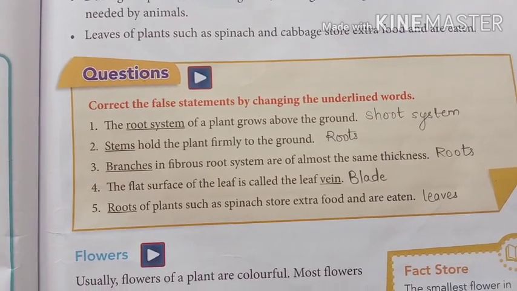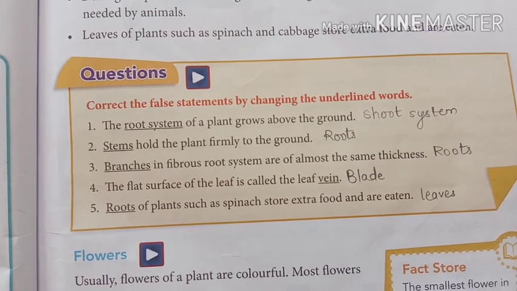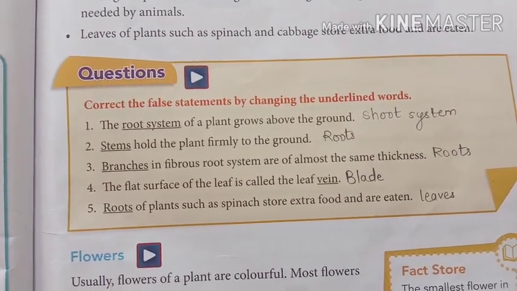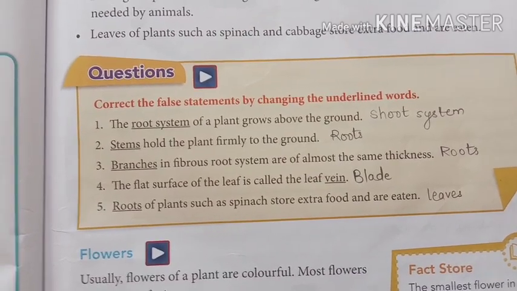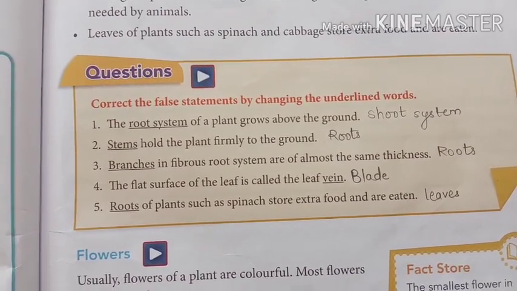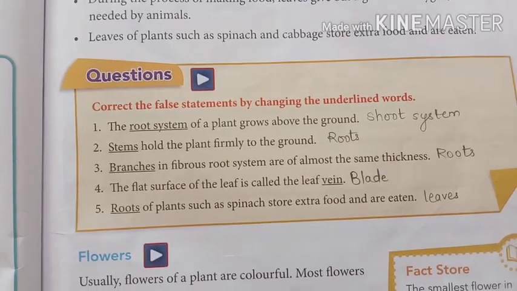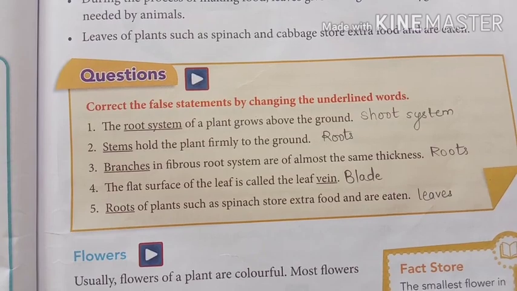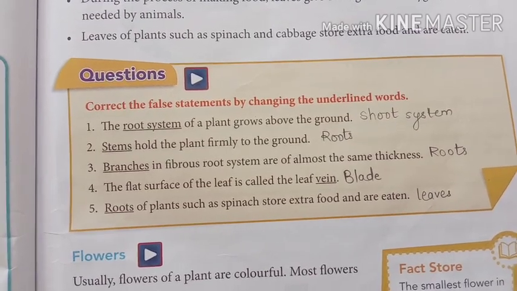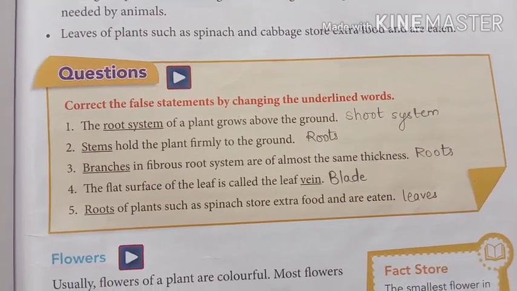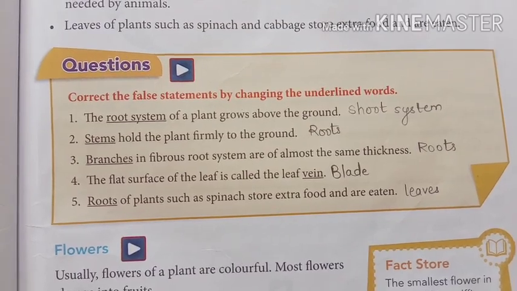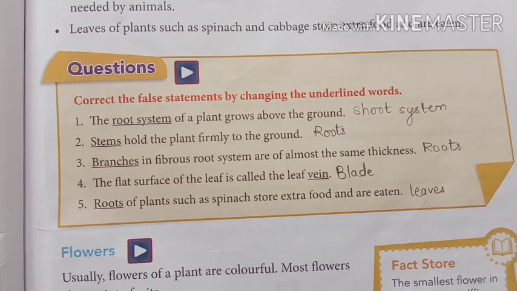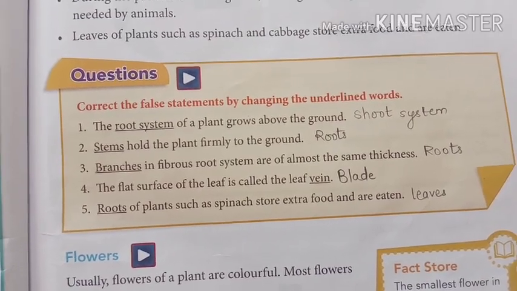Second one, stem hold the plant firmly to the ground. Stem hold करती है plants को? No, it's root, right? So cut stem and write there root. Third one, branches in fibrous root system are of almost the same thickness. See, branches के roots. Yes, roots. जो fibrous root system होता है उसमें सारी जो roots होती हैं they are of same thickness.